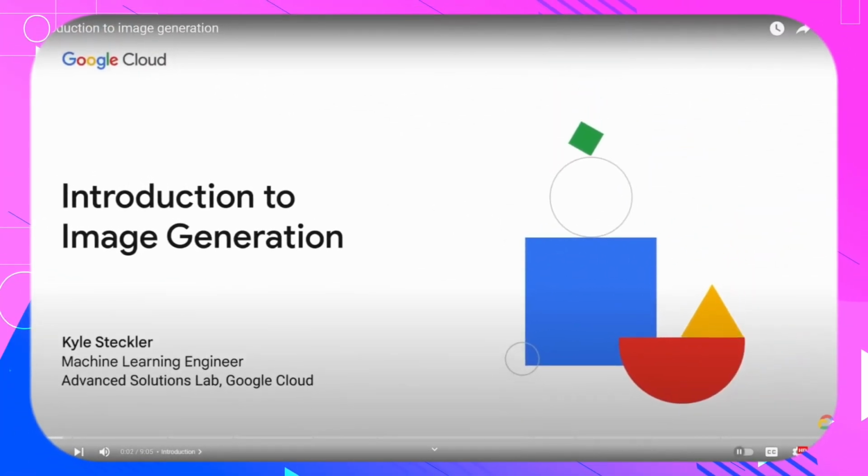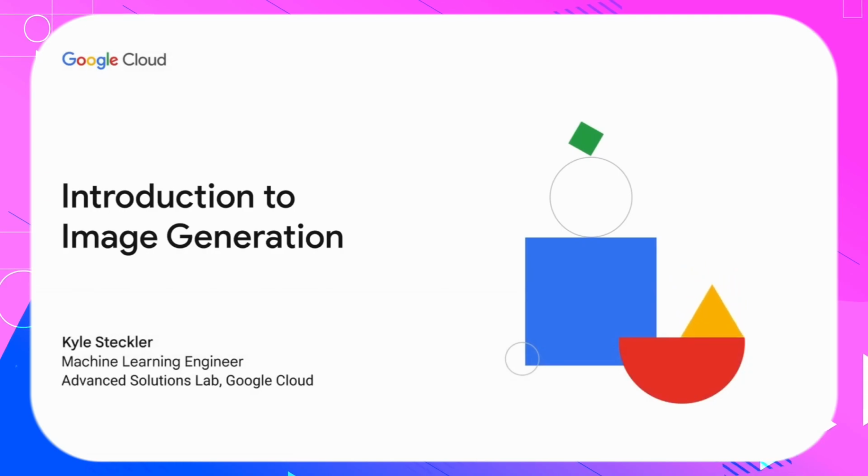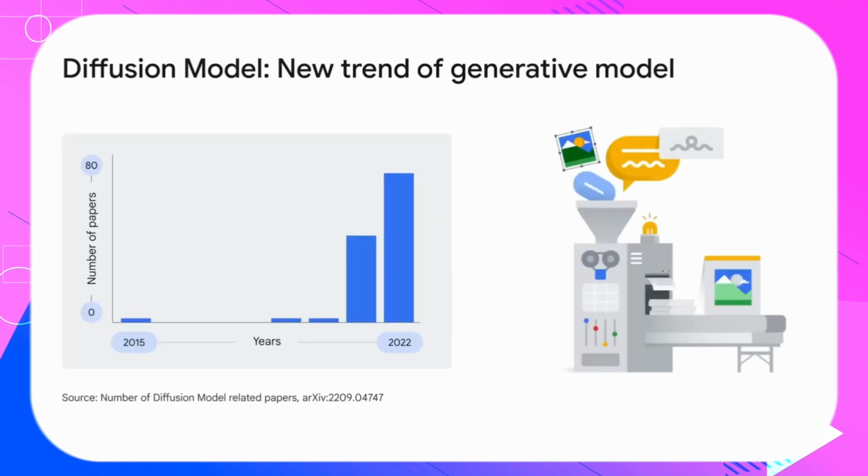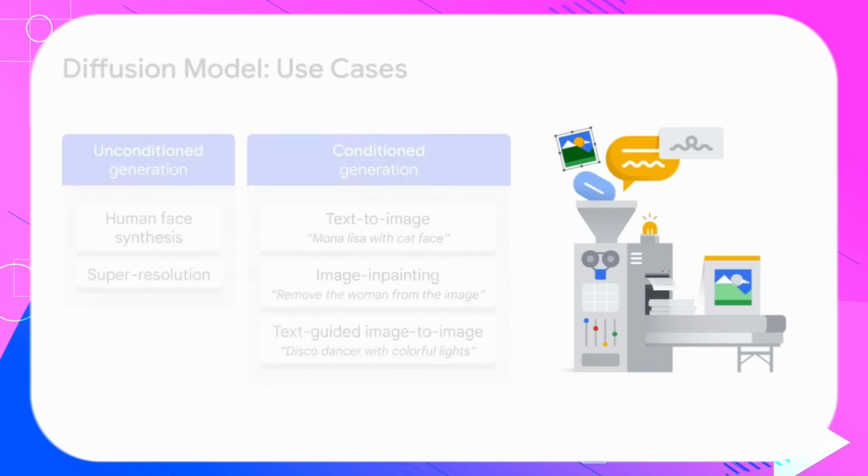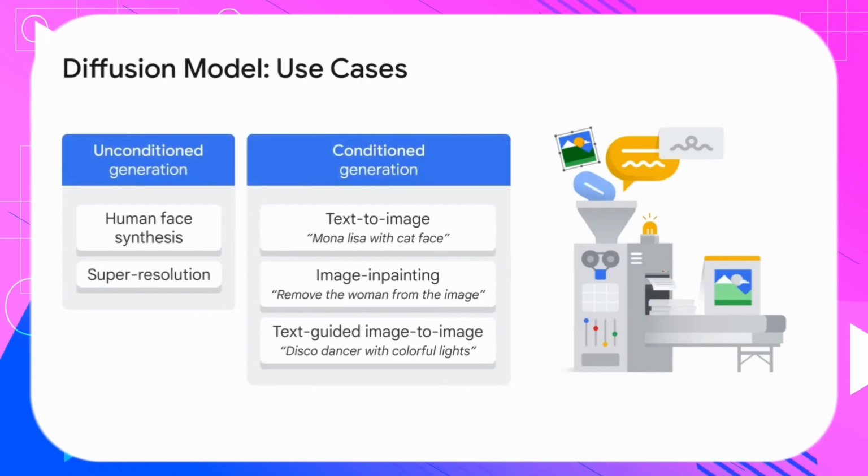Check it out. Hi, my name is Kyle Steckler, and I'm a machine learning engineer on the Advanced Solutions Lab team at Google Cloud. Image generation has long been a field of interest, and there are many interesting approaches that you may have heard about. Diffusion models underpin many of the state-of-the-art image generation systems that you may be familiar with today. Diffusion models show promise across a number of different use cases.